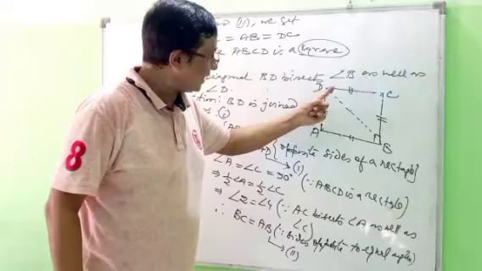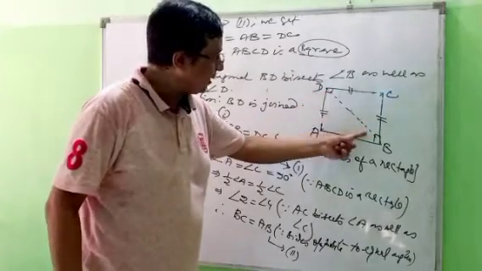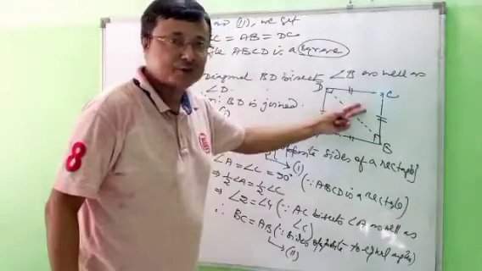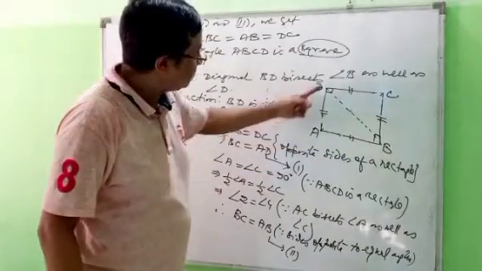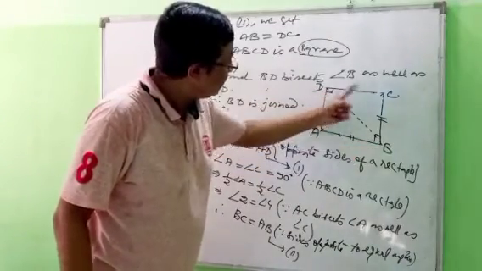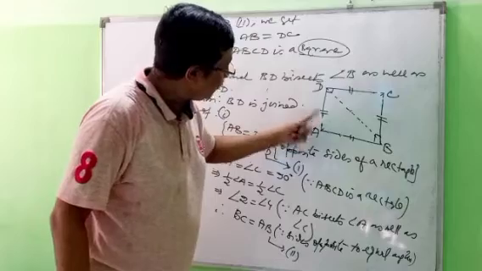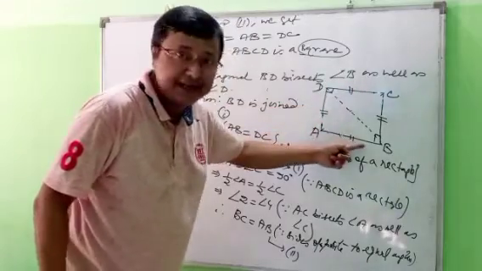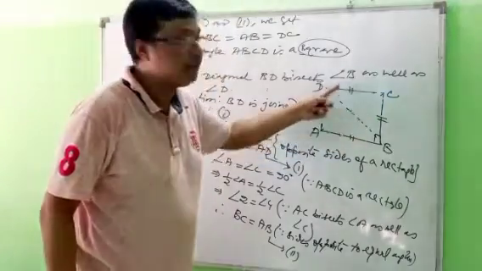To make each of these parts equal, you have to make these two triangles congruent. How? You take triangle DAB and triangle DCB, because DA and DC are equal.